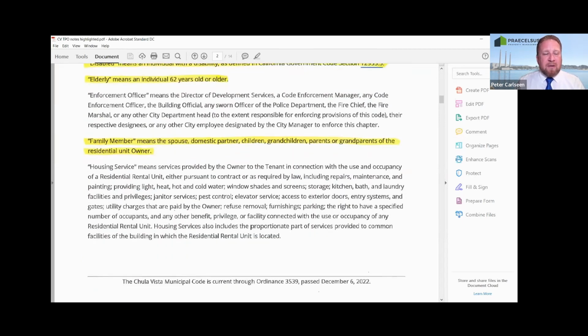Another interesting thing that we'll need to remember, a family member refers to the spouse, domestic partner, children, grandchildren, parents, or grandparents of the unit owner. So basically the person, their spouse or domestic partner, plus or minus 2 generations. That also includes adopted children as well.